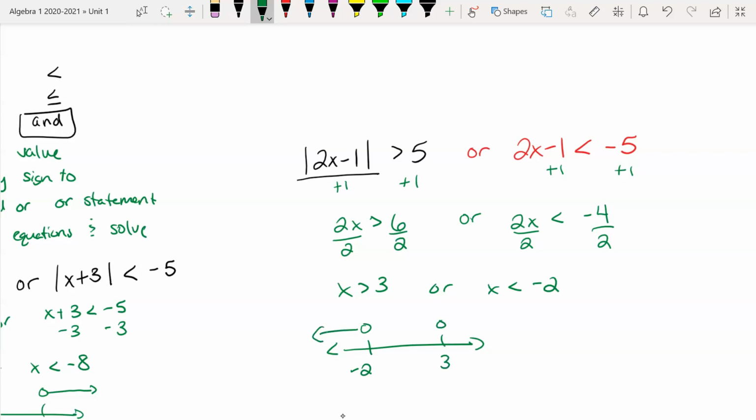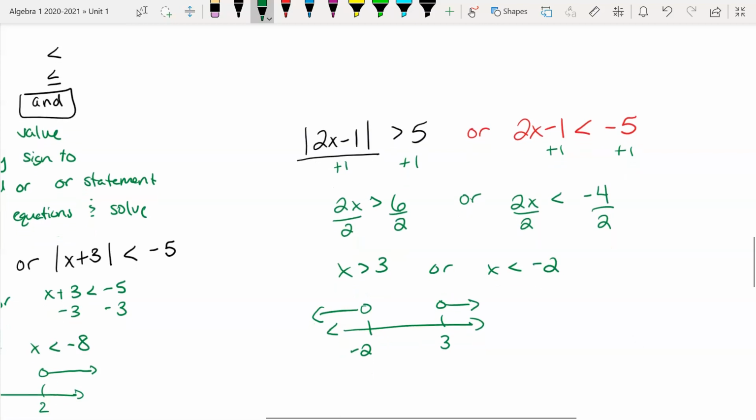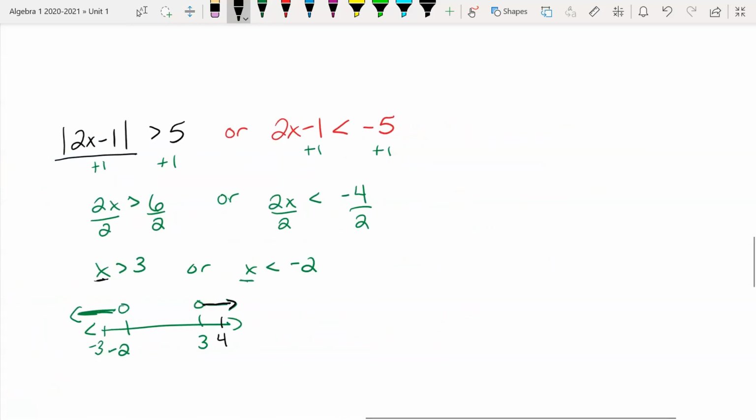Now, here's the thing. If you're unsure on shading, I can use a test point, 4. So let's plug in 4 for my x. Instead of saying x, we're going to say 4. Is 4 greater than 3? Yes, it is. So I know it's true, so I shaded the correct way because you want it to be shaded over that number. Same way with -3. I can plug that into this inequality. Is -3 less than -2? Well, yeah, it is. So that means I need to shade over -3, which means I shaded in the correct direction.